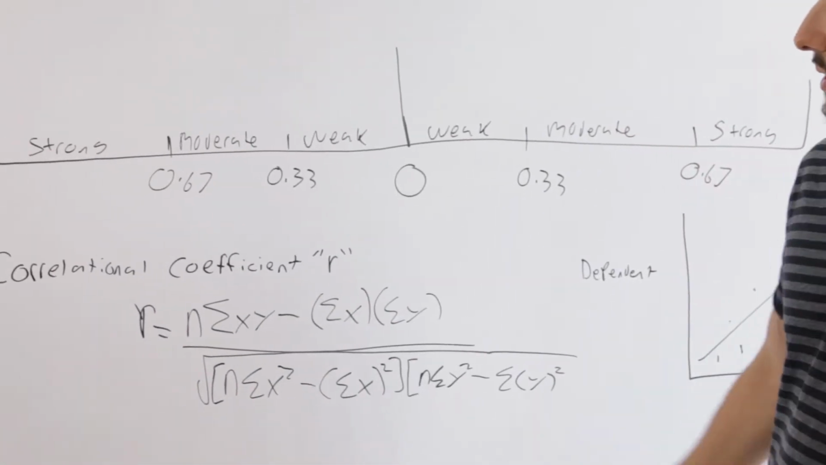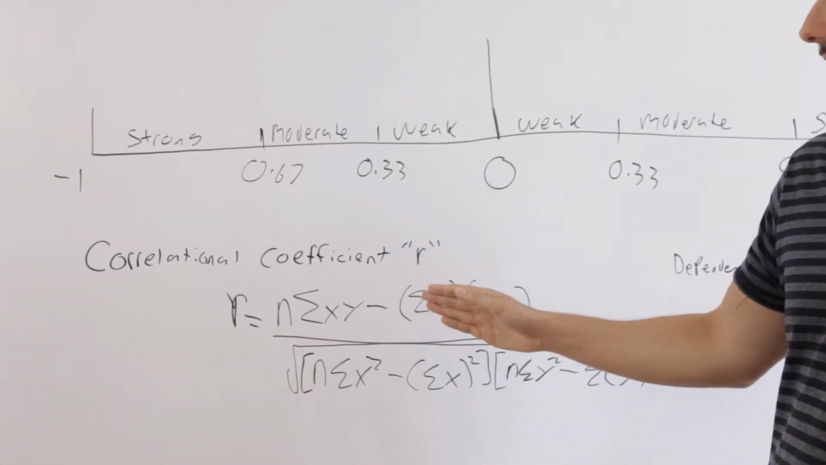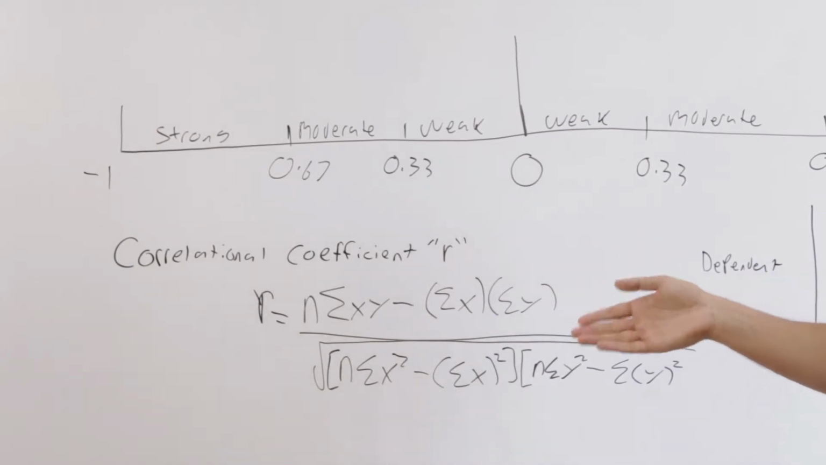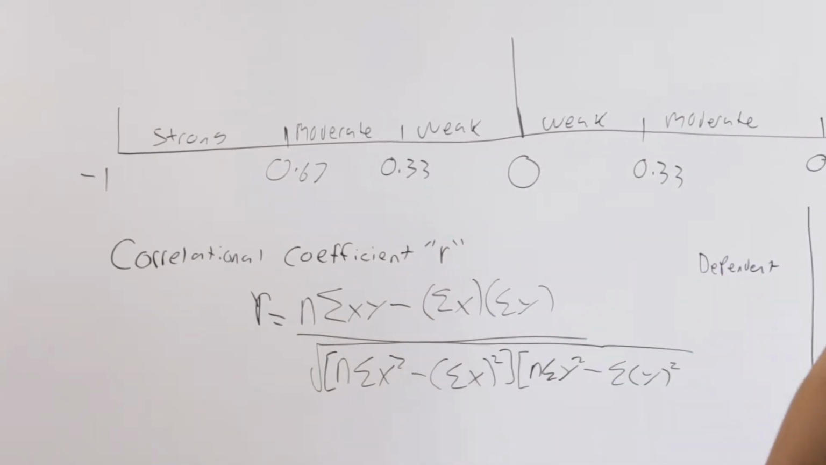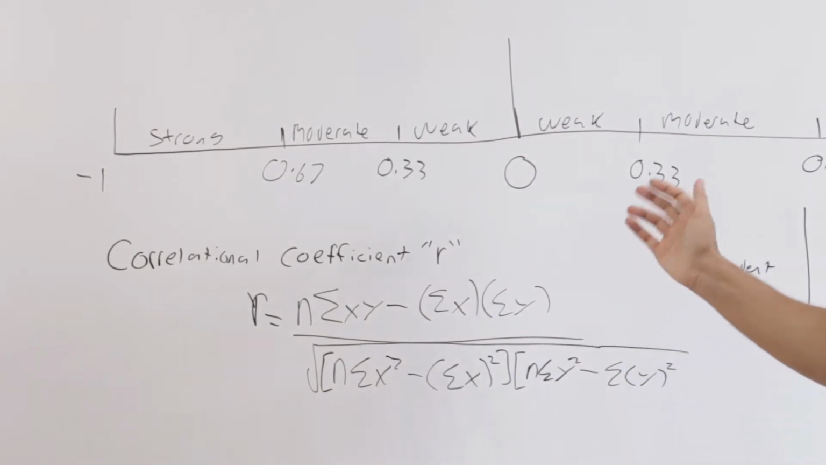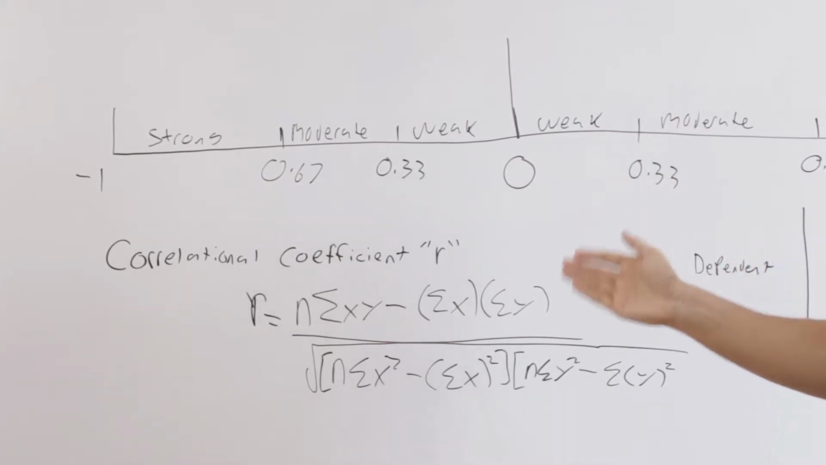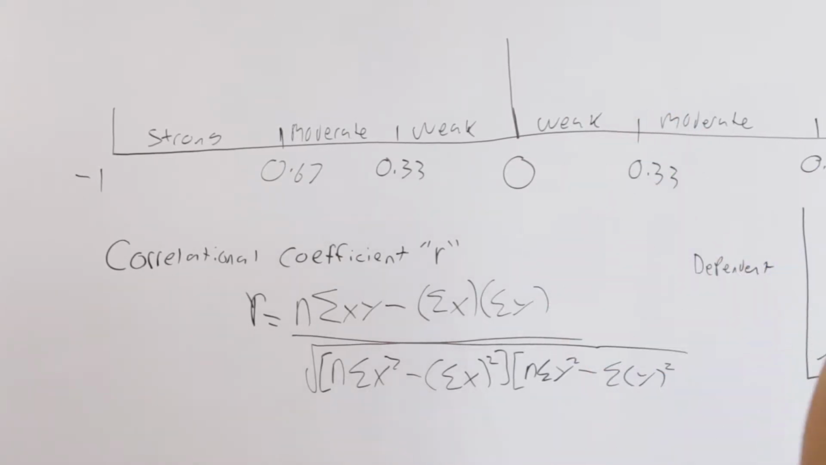So if you were to use the formula to try and calculate it, and you ever got an answer that's bigger than 1 or less than -1, you know you've made a mistake, because the maximum and the minimum values for a correlational coefficient are -1 and +1.